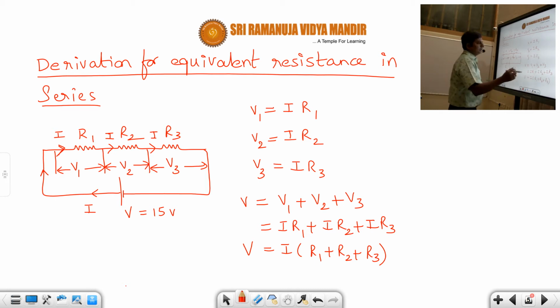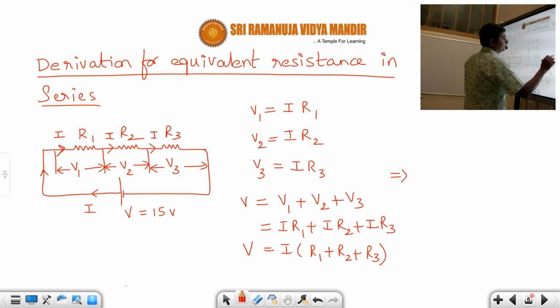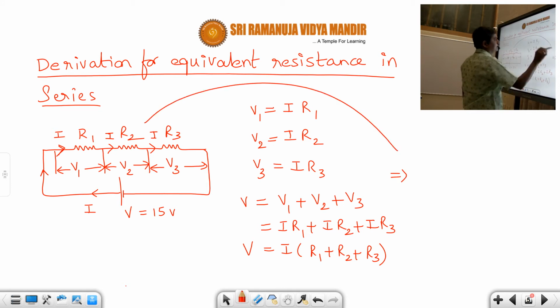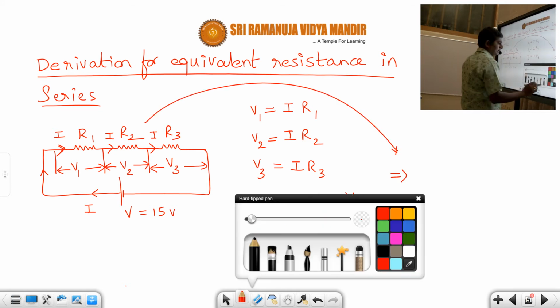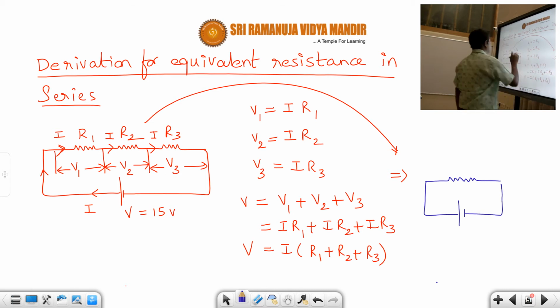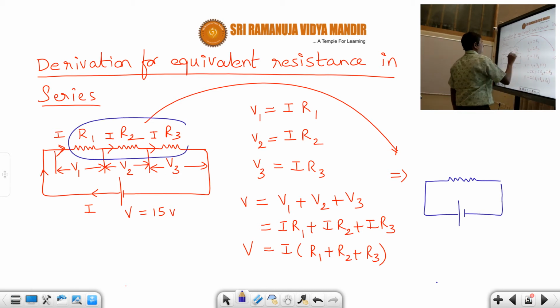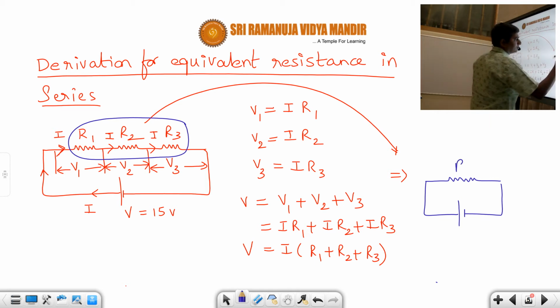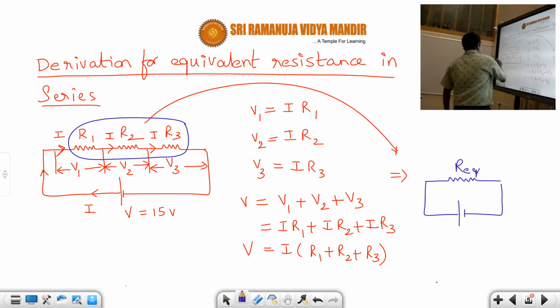So now we are replacing this entire circuit with a single resistance, students. That means I want to replace all the three resistors with one single resistor. That is called R equivalent. And what is the meaning of replacing all those three resistors with a single resistor, students? The current should remain the same.